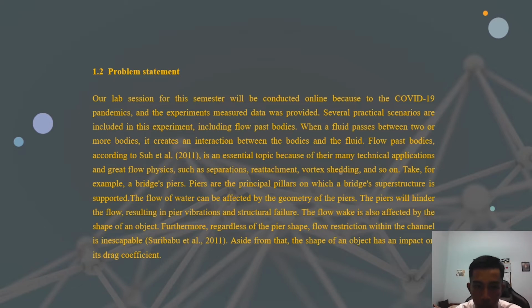Take for example, a bridge pier. Piers are the principal pillars on which a bridge superstructure is supported. The flow of water can be affected by the geometry of the piers. The piers will hinder the flow, resulting in pier vibration and structural failure. The flow rate is also affected by the shape of an object. Furthermore, regardless of the pier's shape, flow obstruction within the channel is inescapable. Aside from that, the shape of an object has an impact on its drag coefficient.